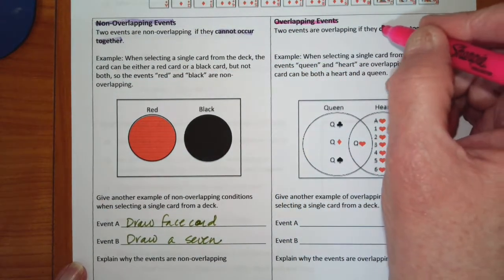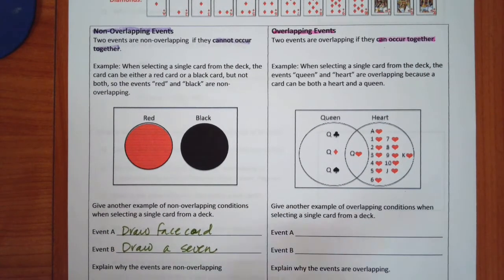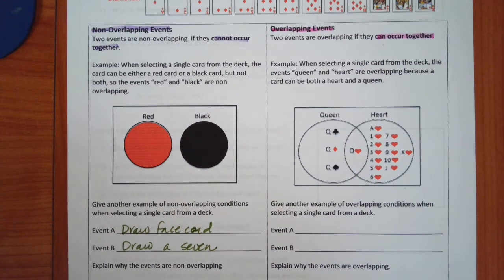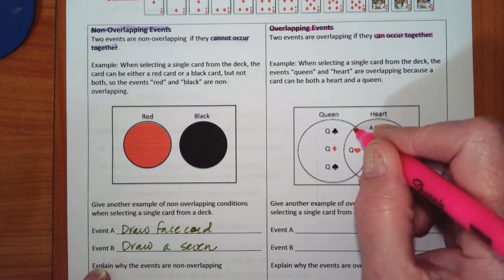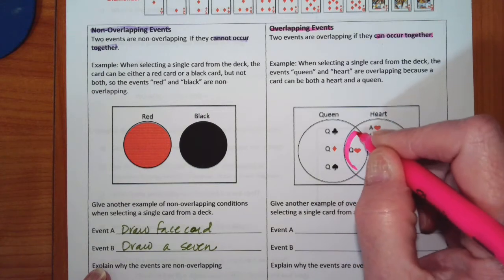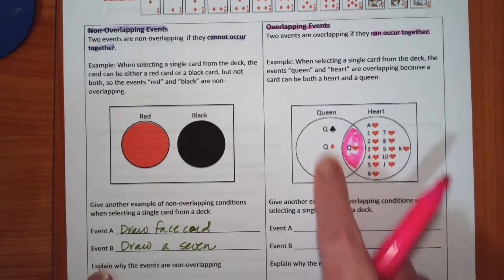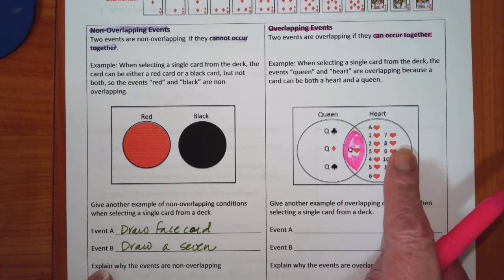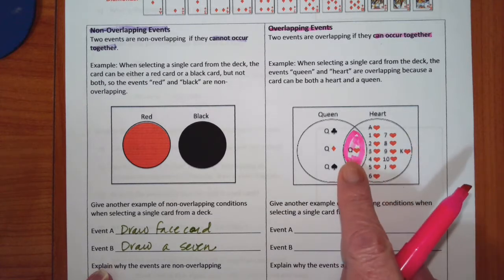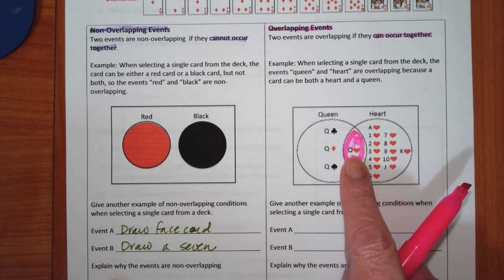Overlapping events can occur together. So when selecting a single card from a deck, the events Queen and Heart are overlapping because it can be both. So if we go back to what we did before with our Venn diagram, your overlapping event is this area here that belongs to both sets. These queens are not hearts, these hearts are not queens, but there is one queen that is also a heart.